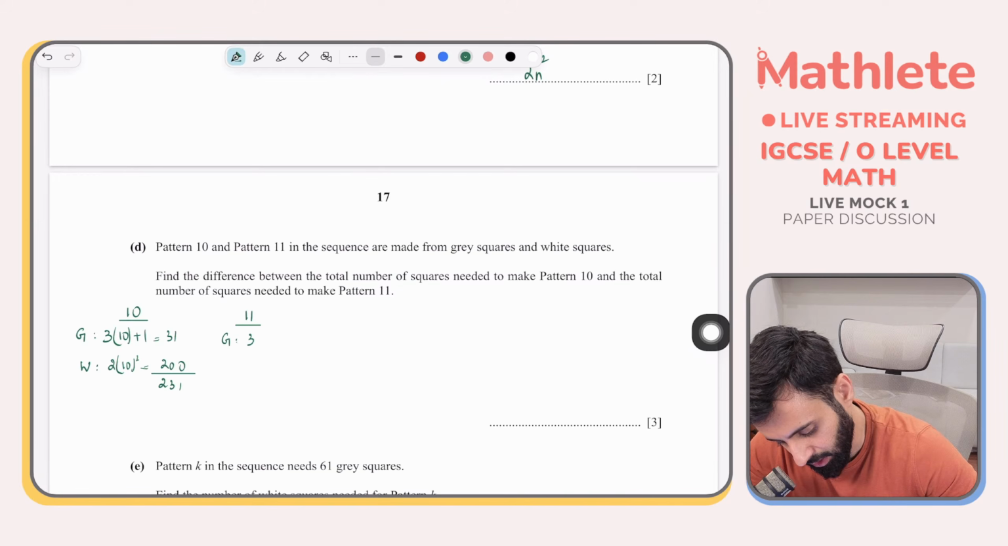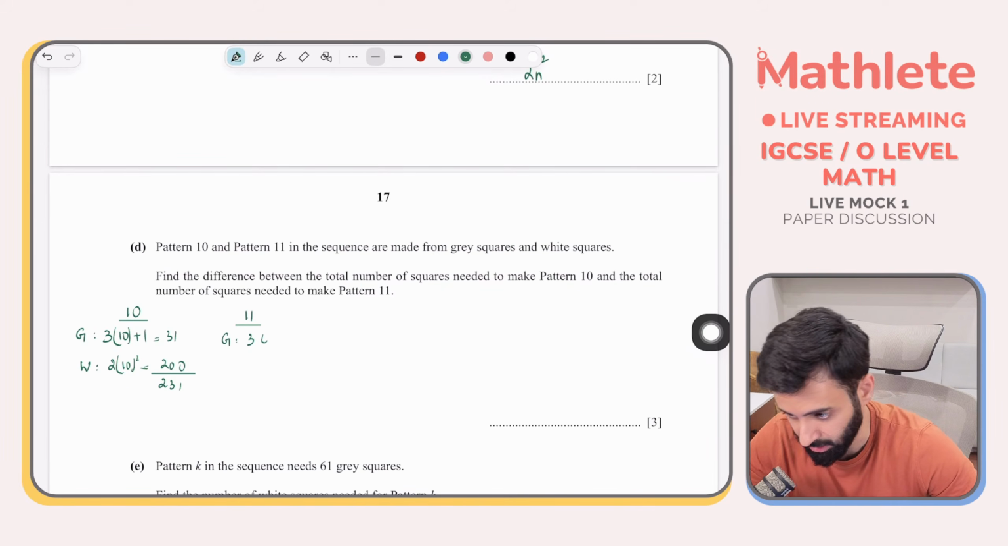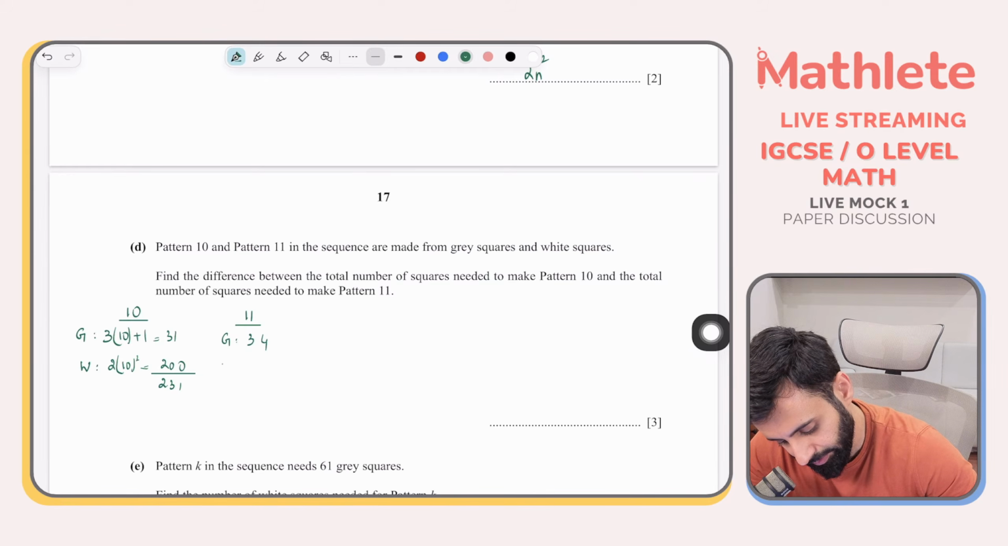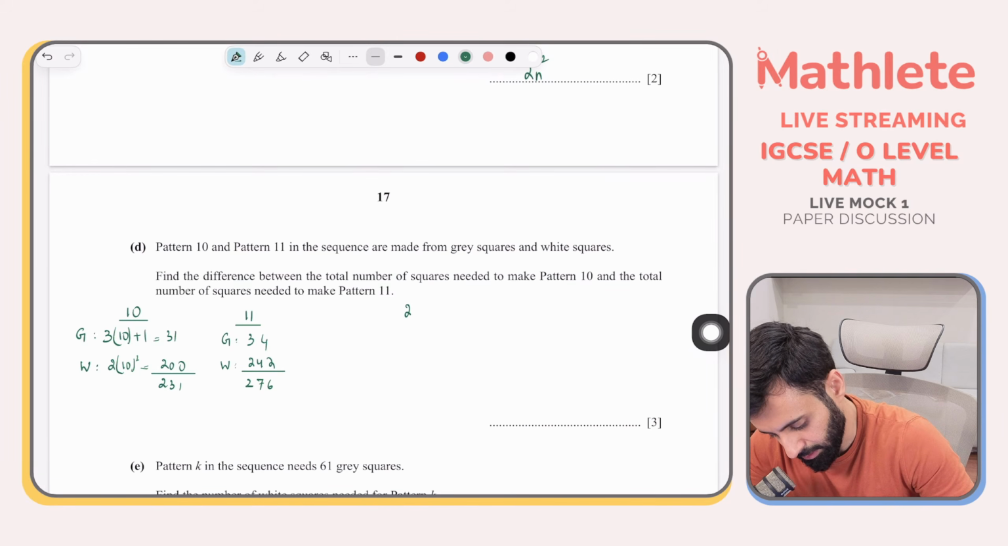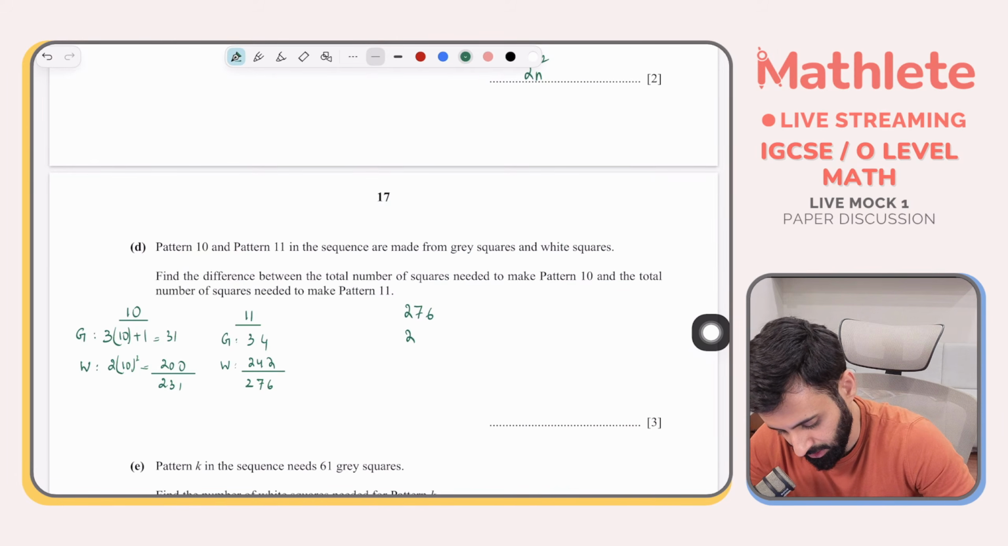Now the number of gray squares will be 31 plus 3, so that's 34, okay? And the number of white squares will be 11 square is 121, 121 times 2, that's going to be 242. इसको add कर लो, ठीक है? So that's going to be 276. So simply subtract 276 and 231. So what do you get?